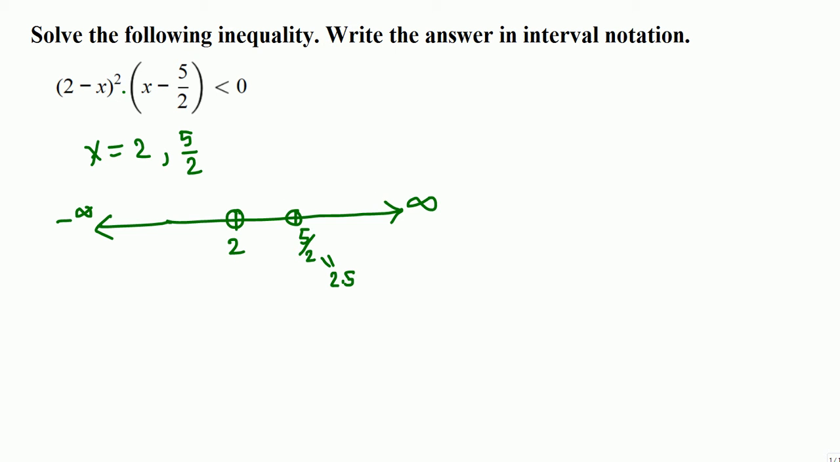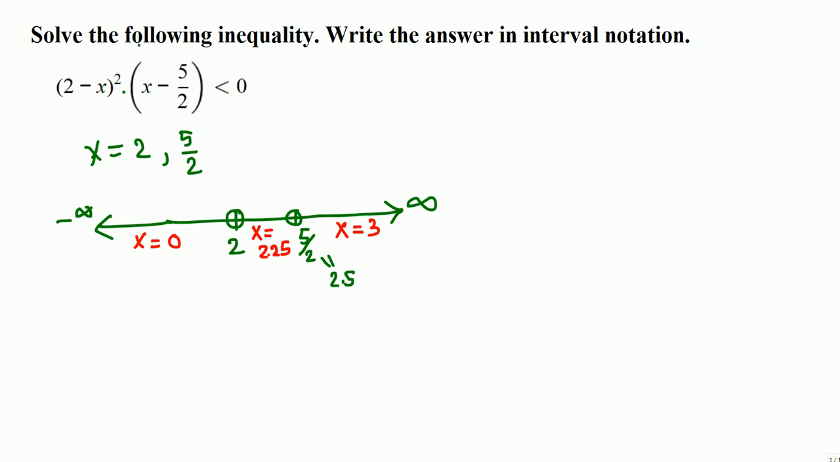Now we have three intervals to test. We pick a representative from each interval. Let's pick any number between negative infinity and 2. Let's pick 0. Above 2.5, we can pick 3. Now we need to pick a number between 2 and 2.5. Let's pick 2.25, 2 and a quarter. And we plug these numbers into the left hand side.